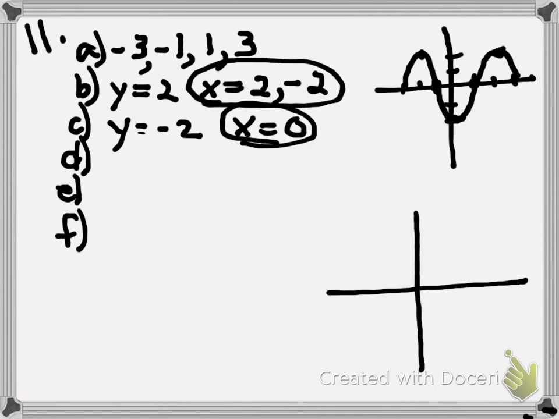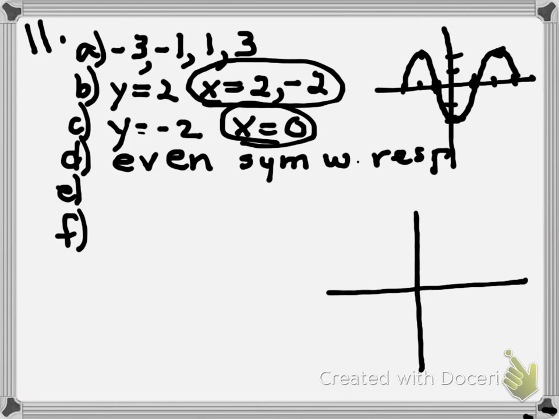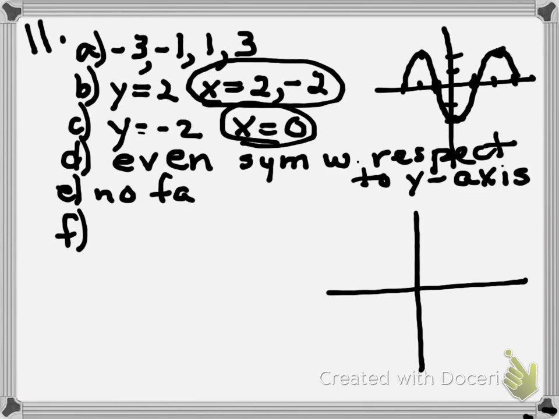For D, is this function even or odd? It's even because it's symmetric with respect to the y-axis. E, does it have an inverse? No, because it fails to pass the horizontal line test. So if it does not pass the horizontal line test, it doesn't have an inverse.